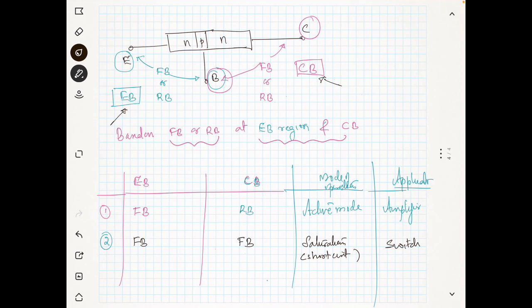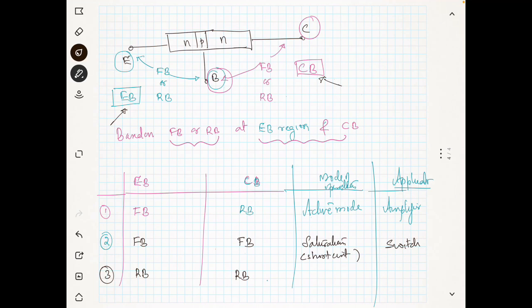If you are using the transistor as a switch and the transistor moves to the saturation region, then both junctions become forward biased and it acts as a short circuit. Now the third one: the emitter base junction is reverse biased and the collector base junction, both are reverse biased.